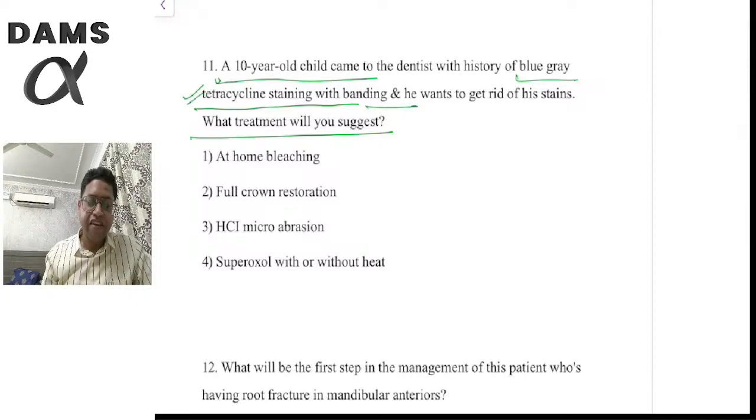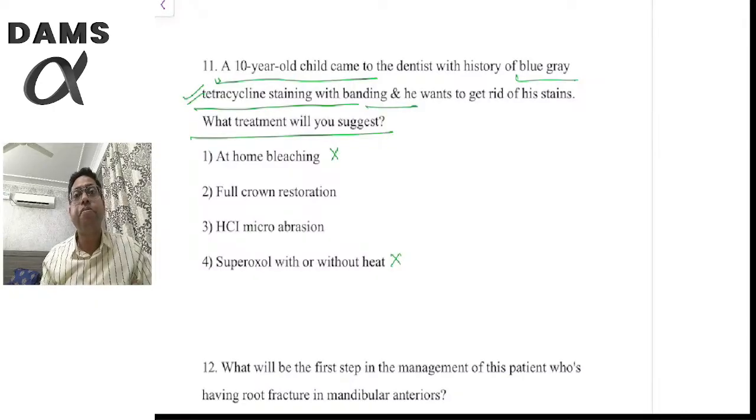Blue-gray tetracycline staining. The options: at-home bleaching, full crown restoration, hydrochloric acid microabrasion, or Superoxol with and without heat. We know that any form of bleaching would not do in such cases of blue-gray tetracycline stains with banding. Bleaching treatment responds to mild yellowish-brown discolorations of teeth, that too without a banding pattern.